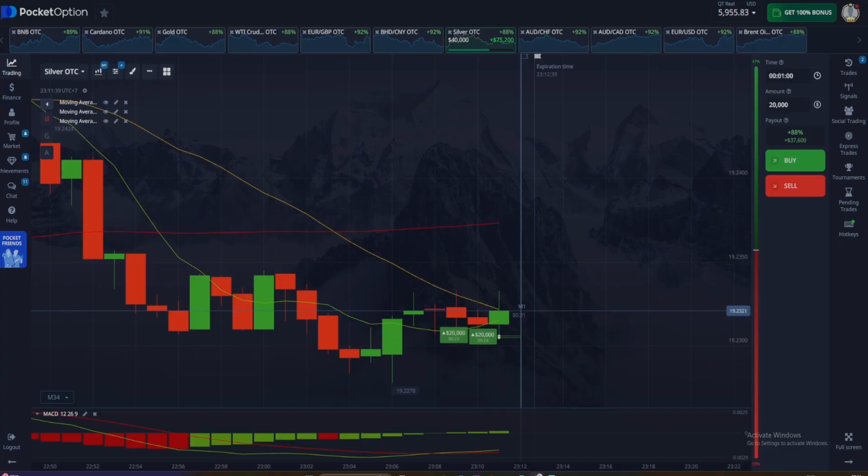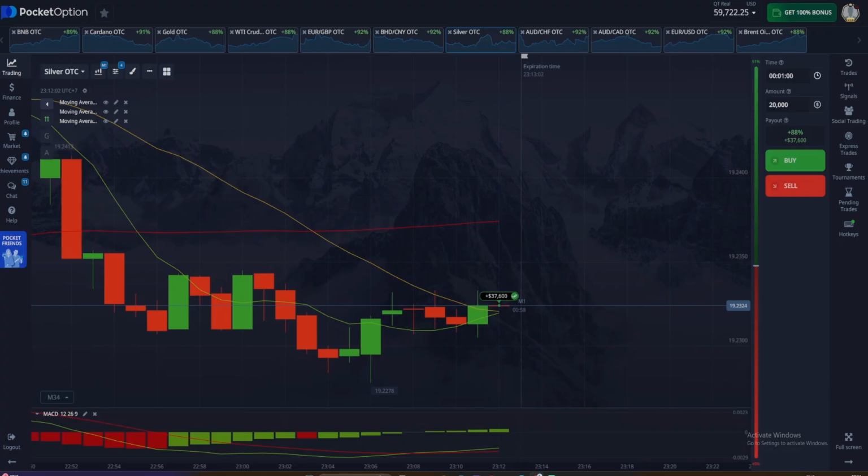Let's see how the price reacts. Okay, profit. Since today's target has been reached, that's enough for this trading session. Remember, the key to sustainable trading is not only about making big profits, but also knowing when to stop once the target is achieved. That's how we maintain discipline and consistency.